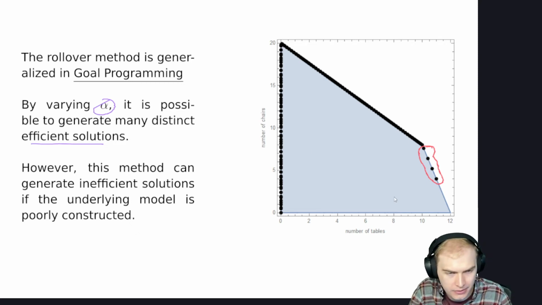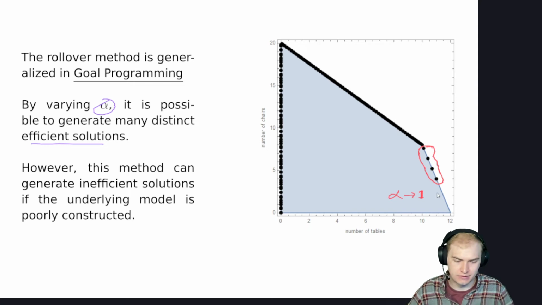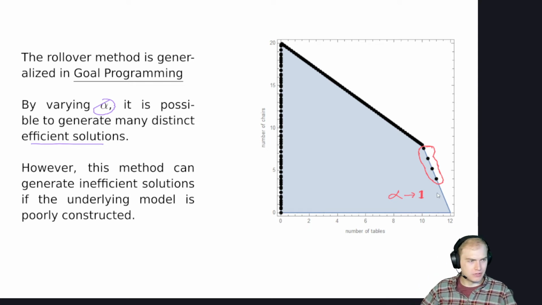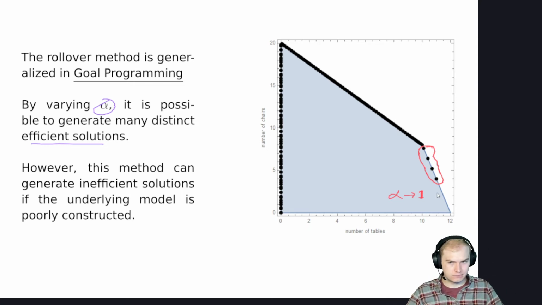And these happened when alpha was very close to, was it 1 or 0? I think it must have been 1, though I'm not positive. So when alpha was approaching 1, we got an inefficient point. And that's due to machine precision error more than anything.